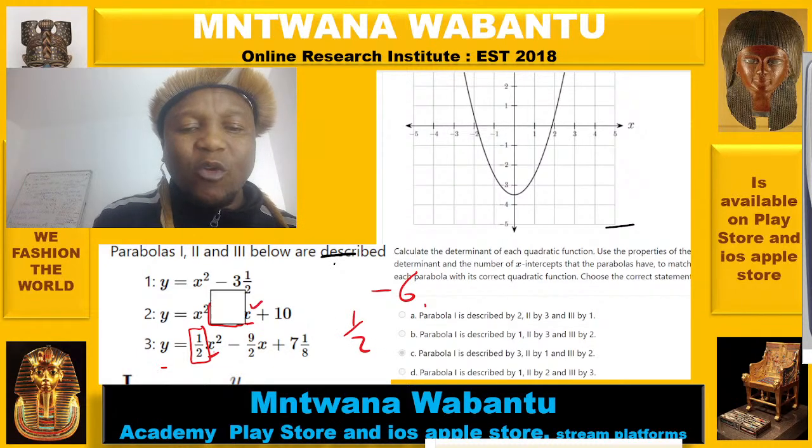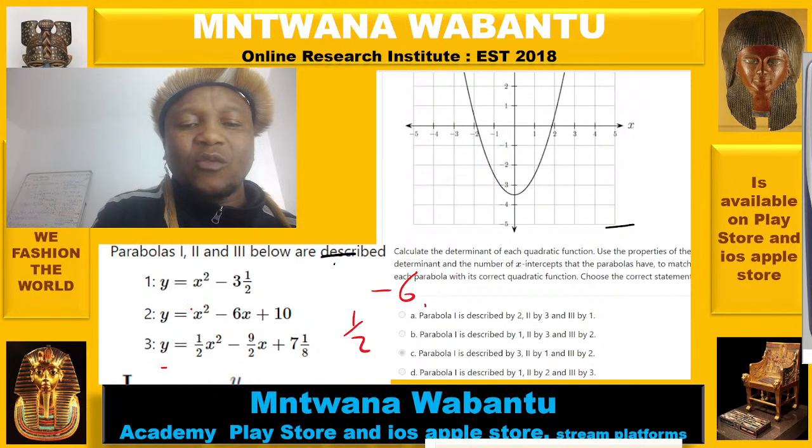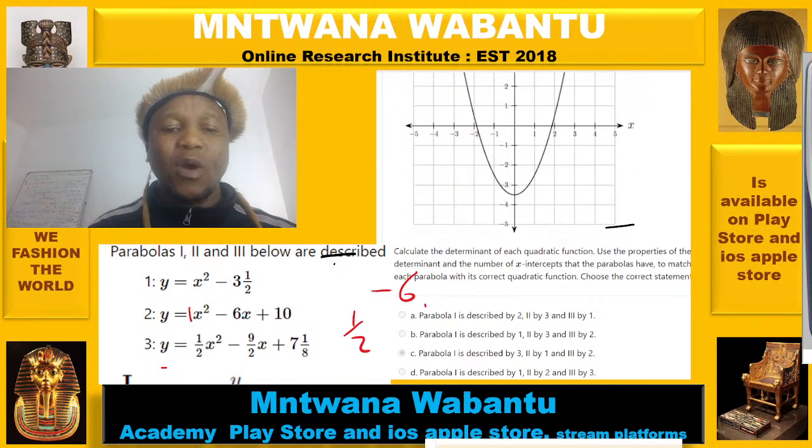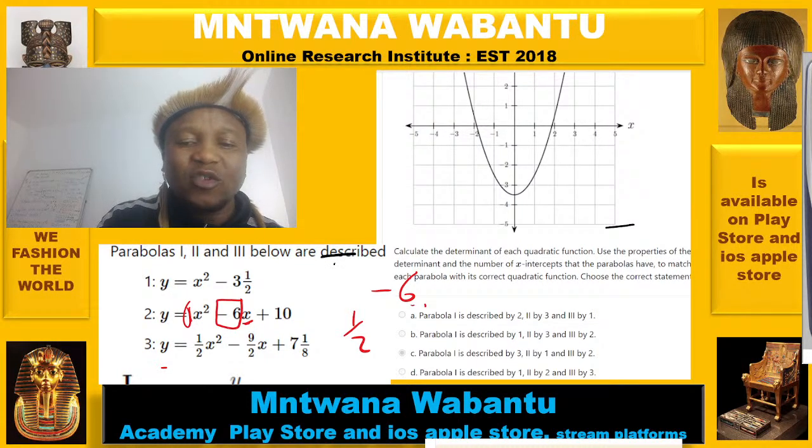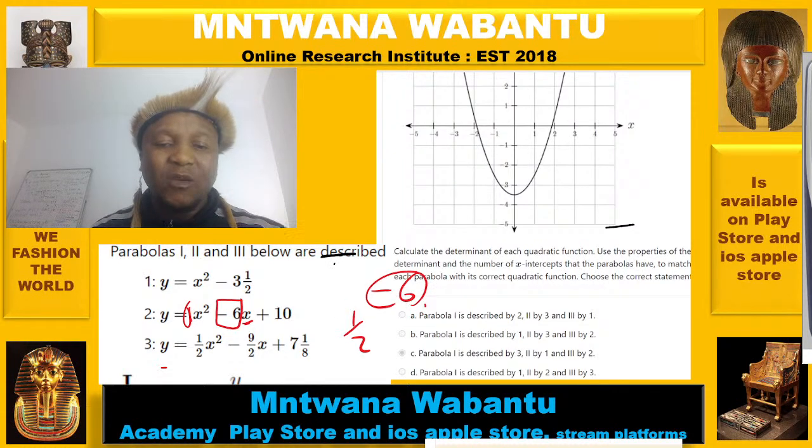Okay? What is the coefficient of x squared for the second equation? The coefficient of x squared in the second equation is the number before it. There's no number, so it's missing a 1. So the coefficient of x squared is going to be 1 here. What is the coefficient of x? The coefficient of x is the number before x, which is that one right there, so it's going to be negative 6. So they can ask you either way.